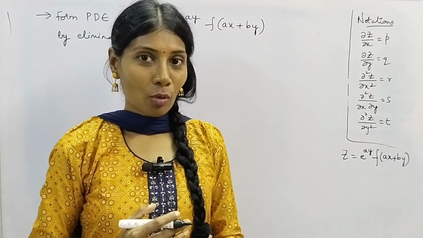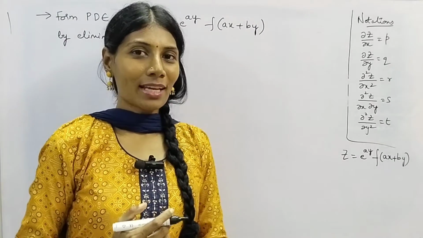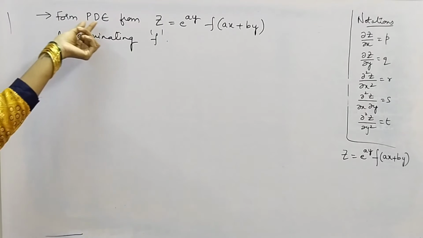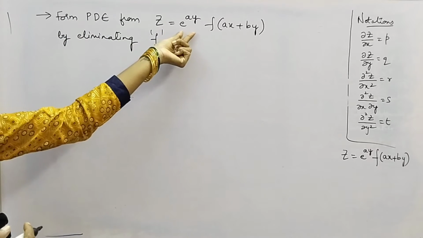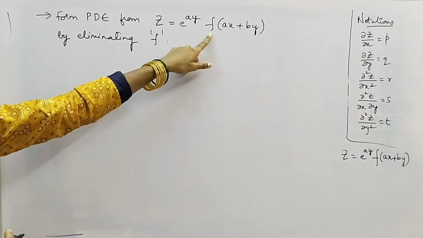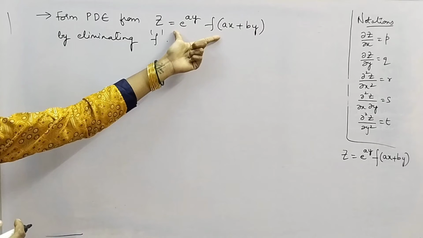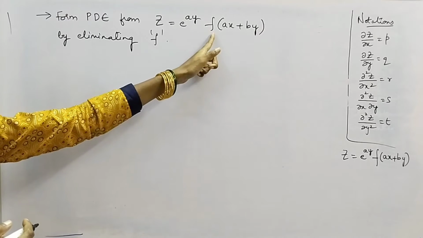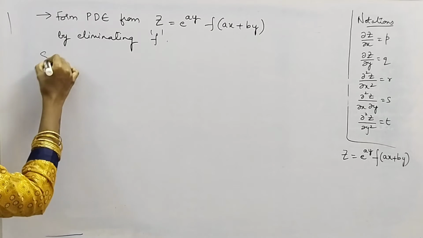In this video, we're going to see a problem from partial differential equations. So let's get going. Problem: form a partial differential equation from z equal to e power ay into f of ax plus by by eliminating the arbitrary function f. We are given a relation and we are asked to form a partial differential equation by eliminating this f. Let's see.